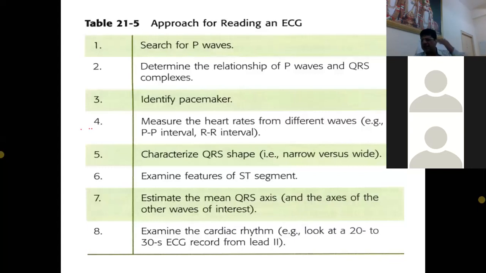There is another book, I think Chike Paul, he gives the same thing in a different way. He says, look at the rate of the heart, rhythm of the heart, identify the pacemaker, then the relationship between the P wave and the QRS complex, QRS shape, ST segment, and then the QRS axis.